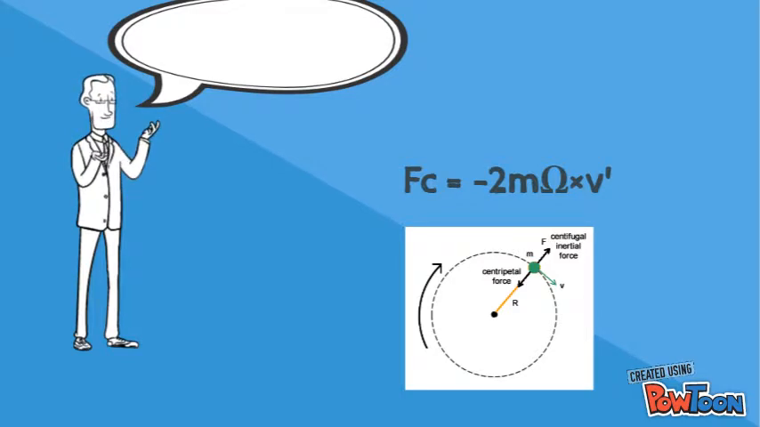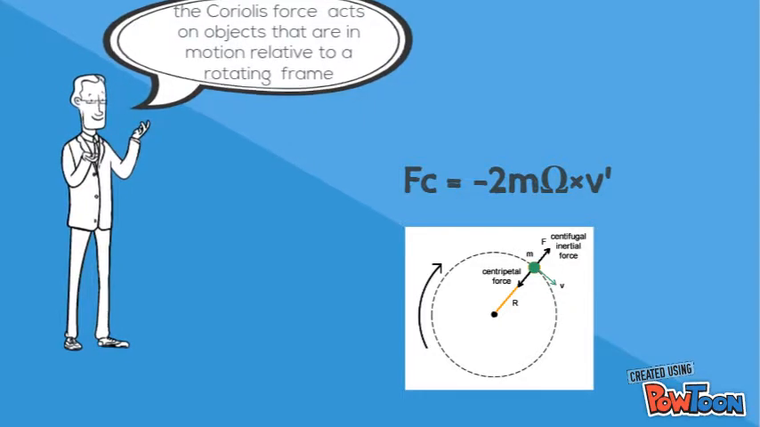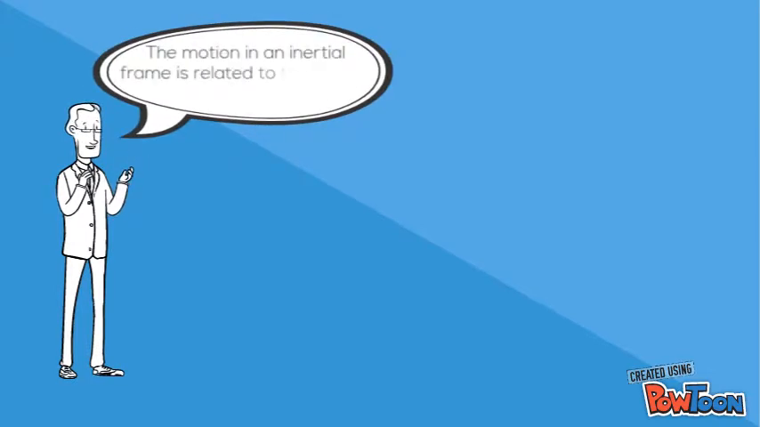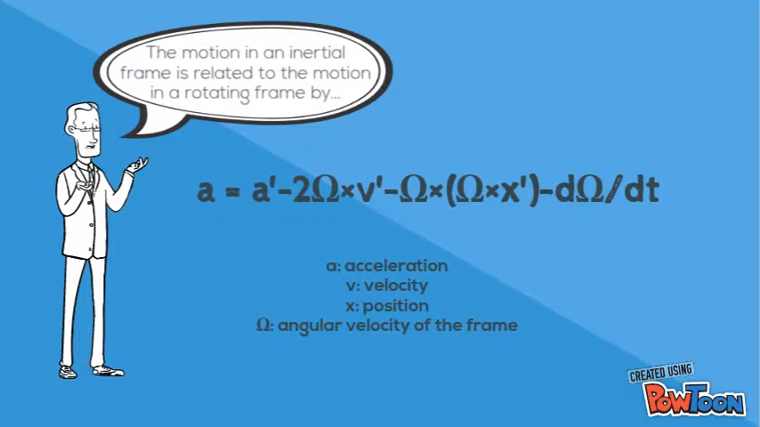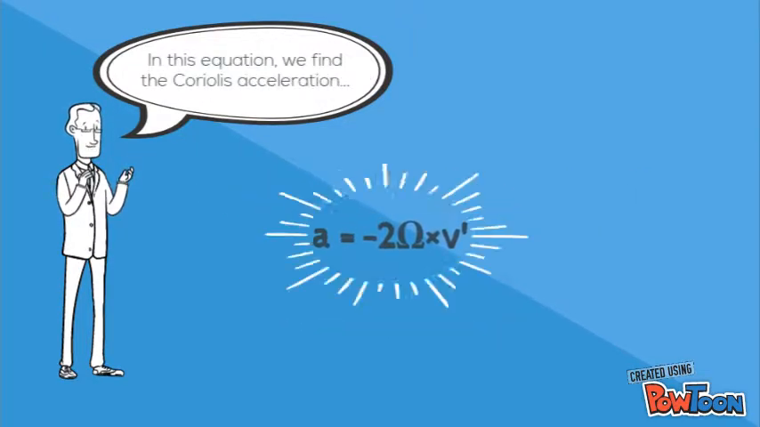As we saw in our earlier examples, the Coriolis force is an inertial force that acts on objects that are in motion relative to a rotating frame of reference. Now that we understand how this force acts, we can derive its equations of motion. The motion in an inertial frame is related to the motion in a rotating frame by the equation. In this equation, the prime values are what is observed in the rotating frame. From this, we find the Coriolis acceleration.